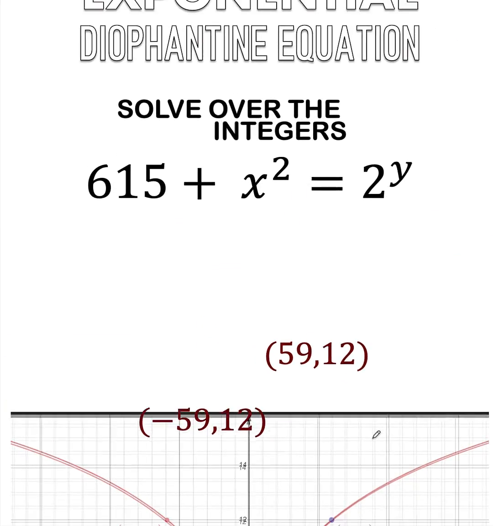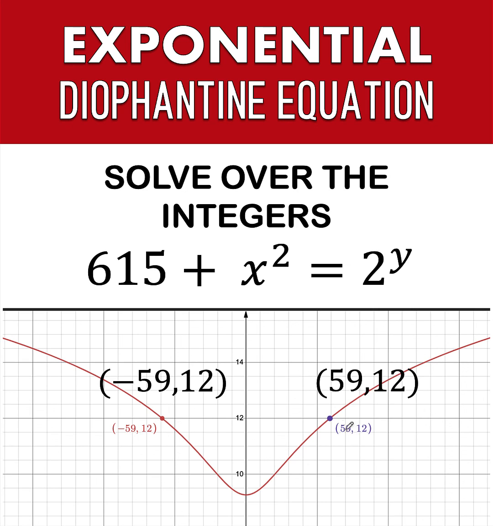Going back to our visualization, (59, 12) is this point, (-59, 12) is this point, and these are the only ordered pair solutions that are both integers. All the other points on this red curve are either both non-integer or at least one of them is not an integer, and they are excluded from the solution. We only want the ordered pair when both the x and the y coordinates are integers.